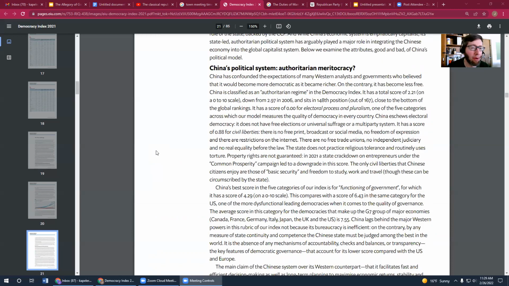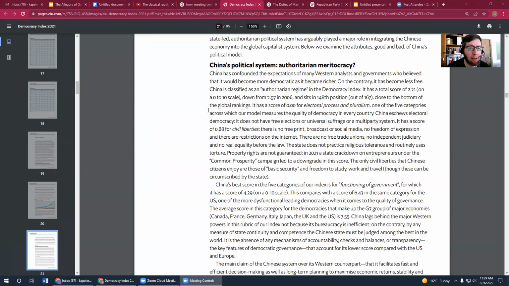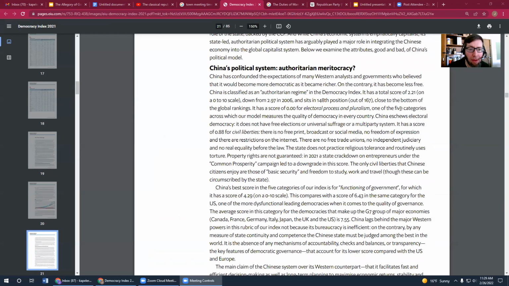China's political system, authoritarian meritocracy. Let me read here. There are no free trade unions, no independent judiciary, no real equality before the law. The state does not practice religious tolerance and routinely uses torture. Property rights are not guaranteed. In 2021, a state crackdown on entrepreneurs under the Common Prosperity campaign led to a downgrade in its score. The only civil liberties that Chinese citizens enjoy are those of basic security and freedom to study, work, and travel, though these can be circumscribed by the state.